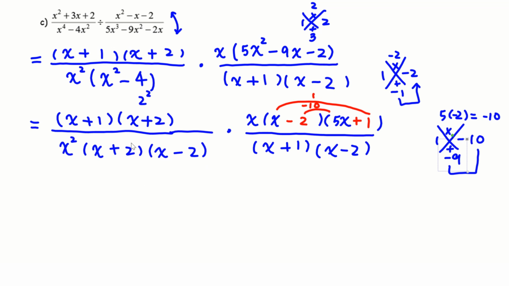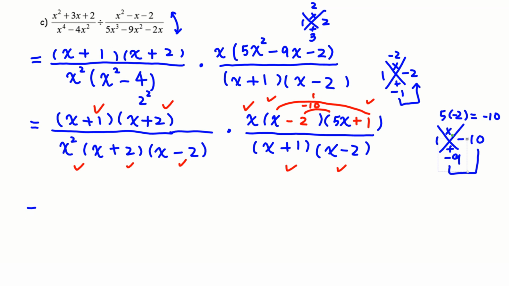Then the marks will be given this way. You factor the first numerator correctly, 2 marks. You factor the denominator correctly, 3 marks. Each factor is 1 mark. And the denominator has 1, 2, 3. This one has 2. So you have 1 mark for each factor.